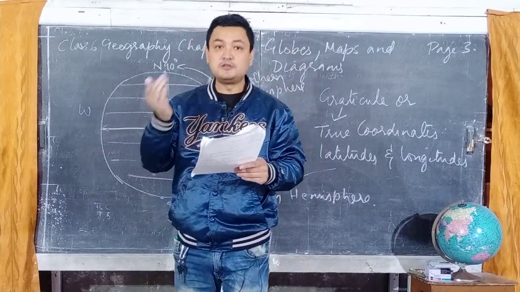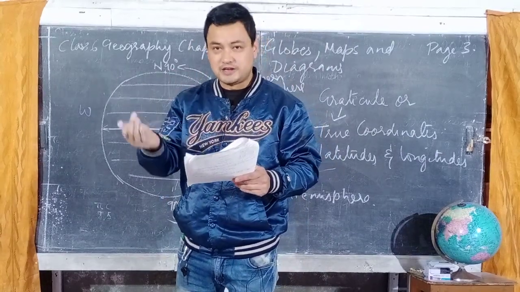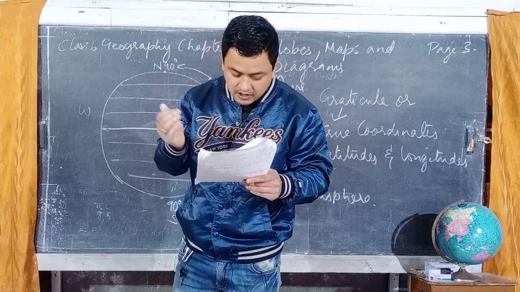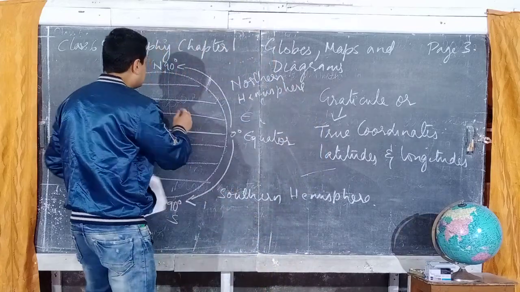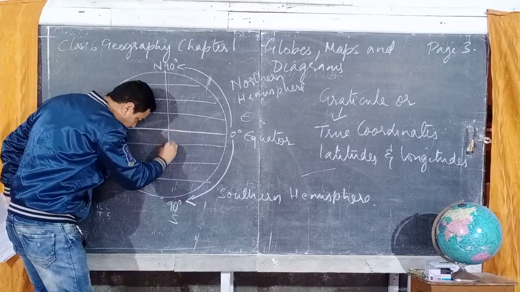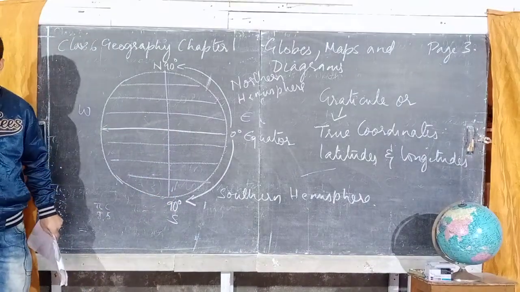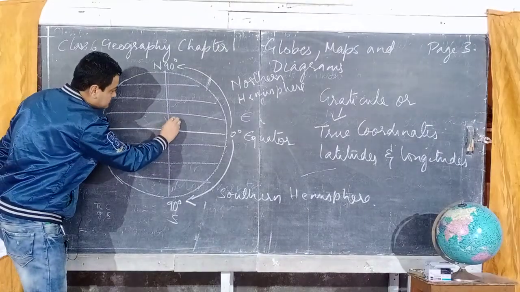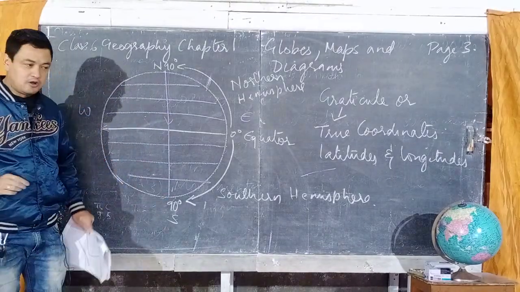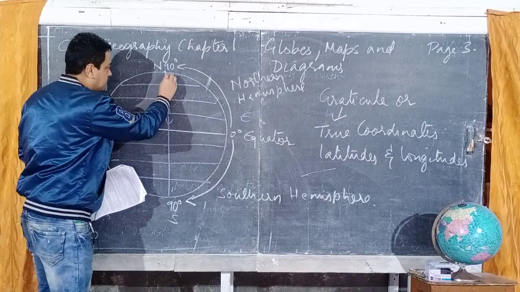So what is a longitude then? Longitude is a vertical line which comes from north to south. I am marking this point. This is the vertical line. It comes from north to south. Now if you look at the other latitudes, it comes like this.